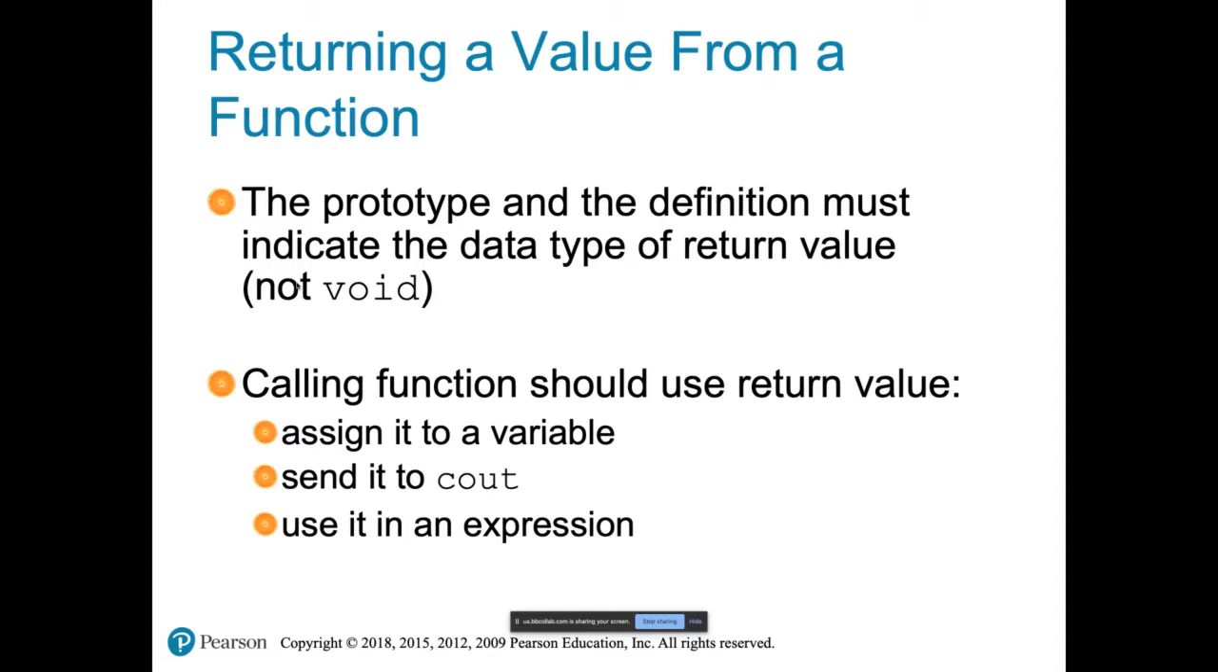The prototypes and the definition must indicate the data type of the return value. If they don't return anything, you must specify them as void. Calling functions should use return values to assign to a variable, send to a cout statement, or use in an expression. So when you use a function in a cout statement, it must return some value.